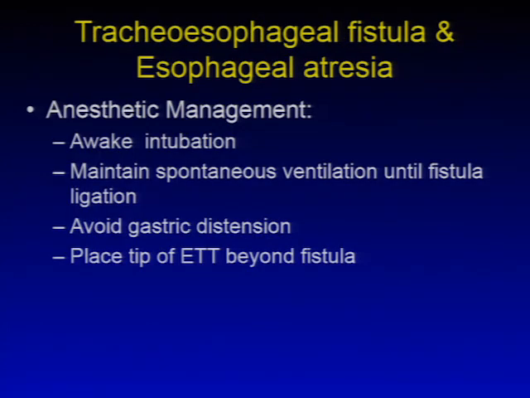The management of the patient with tracheoesophageal fistula, esophageal atresia, is usually done by awake intubation, but it's not necessary. But it's important to maintain spontaneous ventilation until the fistula is ligated, therefore avoiding positive ventilation, which will avoid gastric distension. And this can also be helped by placing the tip of the endotracheal tube beyond the fistula.